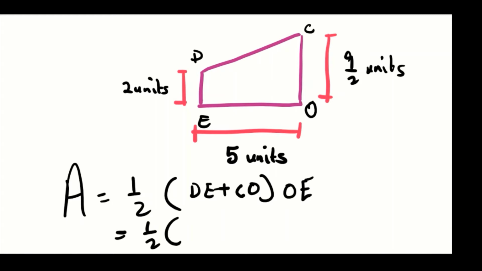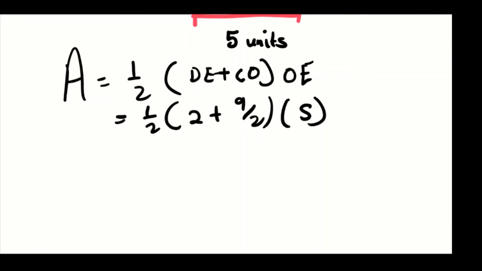So it's going to be half our small side, which is 2 units, plus our large side, which is 9 over 2, multiplied by the base. We normally say it's the perpendicular height, but yeah, this is just going to be a base of 5 units, right? So punch this in your calculator and you should get an area of 16.25 in decimal form, or you'll get 65 over 4.